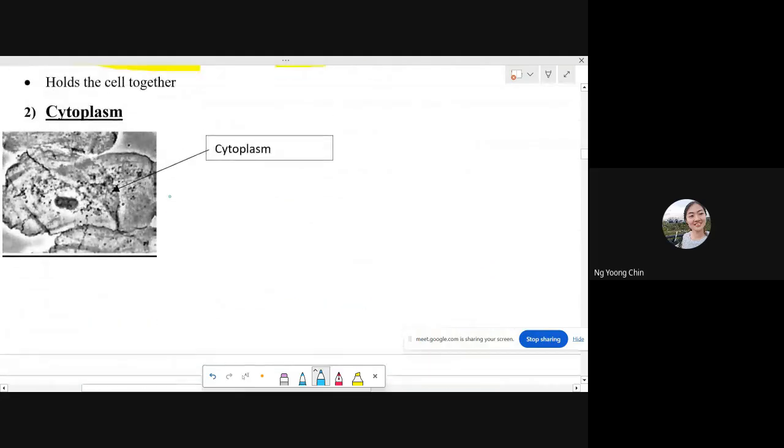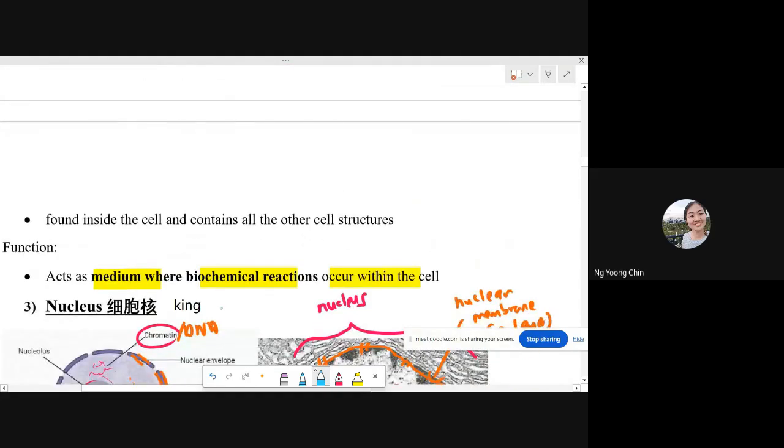So inside the cytoplasm, you have a lot of organelles, such as the endoplasmic reticulum and ribosome. Those organelles are found inside the cytoplasm.